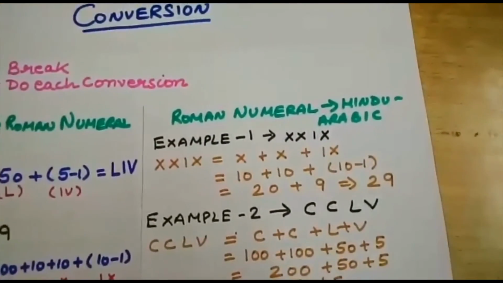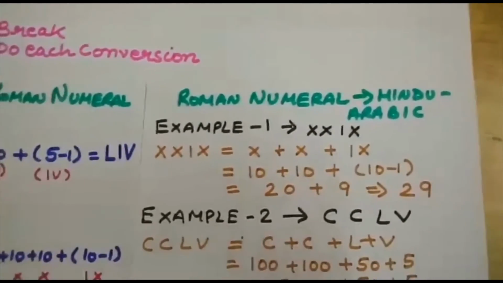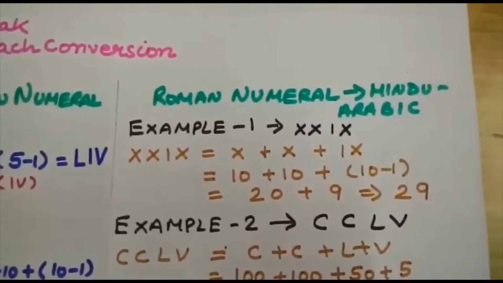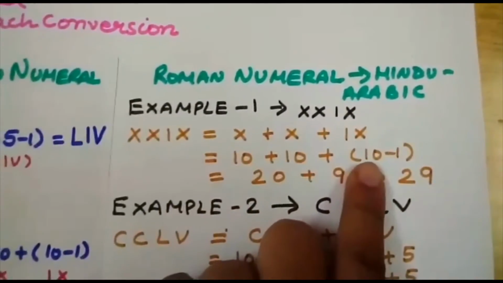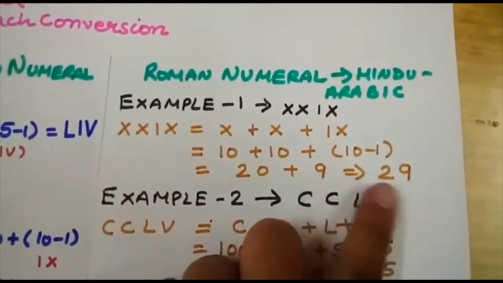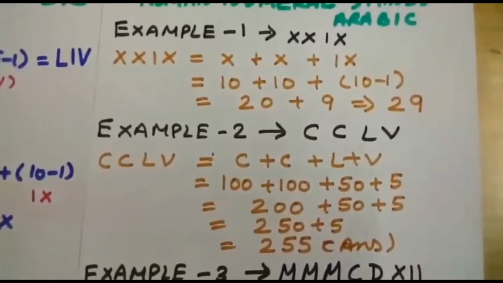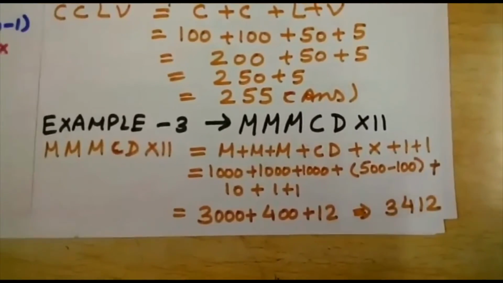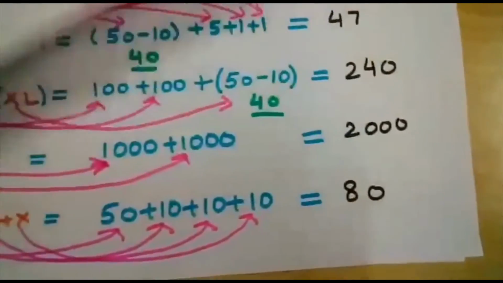Now let's convert Roman numerals to Hindu-Arabic. Example number 1, XXIX. So break it: X plus X plus IX. X and X will represent 10 and 10, and IX will represent 10 minus 1, that is 9. So what number did I get? 29. Similarly for example number 2, check. Similarly example number 3, check it out. I hope it is very clear to you.